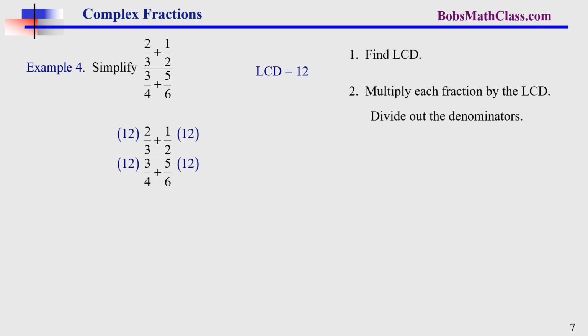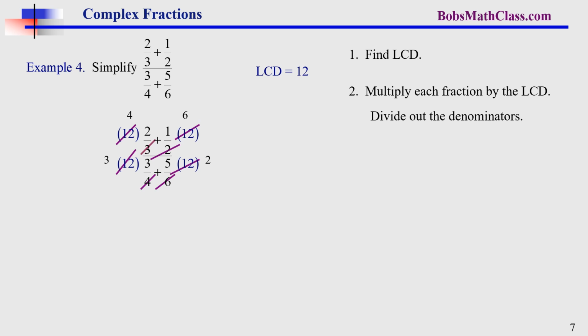Okay, now we're going to reduce. We're going to divide out the denominators. So that 3 goes into 12. How many times does 3 go into 12? It goes into there 4 times. How about the 2 in 12? How many times does 2 go into 12? 6 times. Now looking at the bottom, how many times does 4 go into 12? 3 times. And how many times does 6 go into 12? Twice.